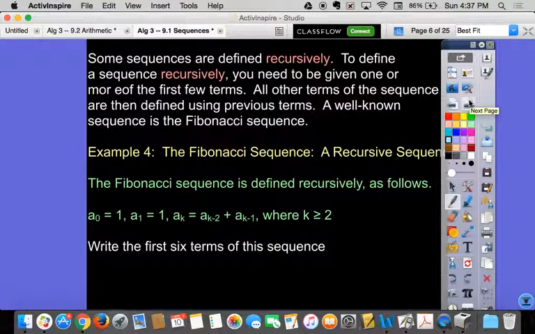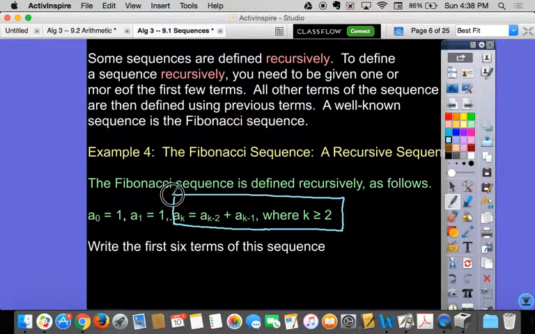Okay, next topic, recursive formulas. Recursive formulas build on themselves. Basically, you take the previous terms and you work with them. So Fibonacci sequence is the most famous recursive sequence of all. Your first term, and they did call it a sub 0, is 1. And then a sub 1 is 1. Now, this is where it gets defined recursively, okay?